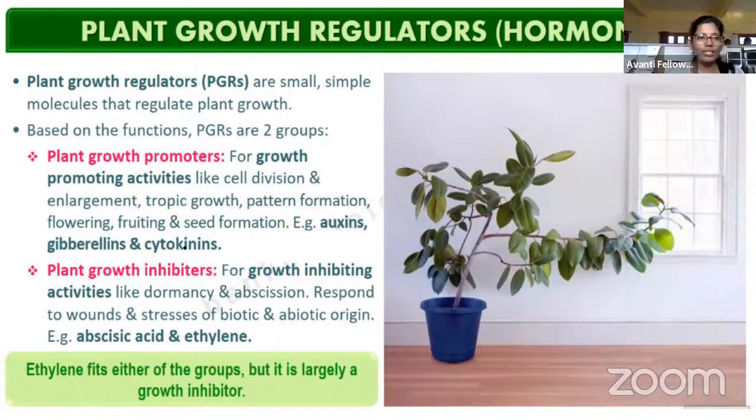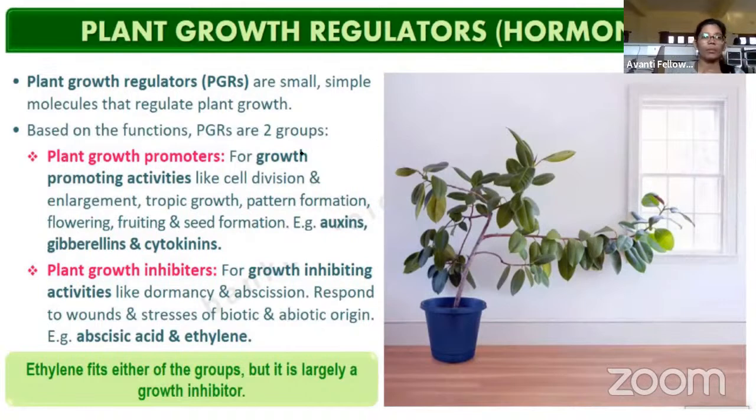Plant growth promoters promote the growth of a plant. Examples: auxins, gibberellins, cytokinins. Plant growth inhibitors stop the plant growth, like abscisic acid and ethylene. Remember the examples, which are important. Plant growth promoters are auxins, gibberellins, cytokinins, and plant growth inhibitors are abscisic acid and ethylene.